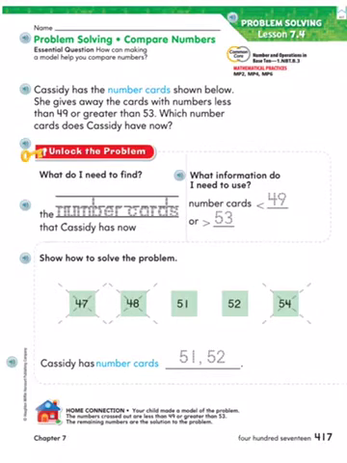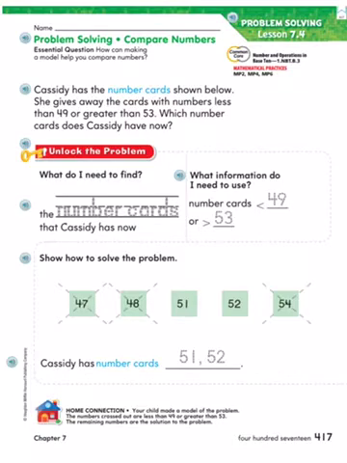I am on page 417 in your Go Math workbook, and I'm just doing the practice page to show you guys some things. It says Cassidy has the number cards shown below, down here, these green cards. She gives away the cards with numbers less than 49 or greater than 53. Which number cards does Cassidy have now?